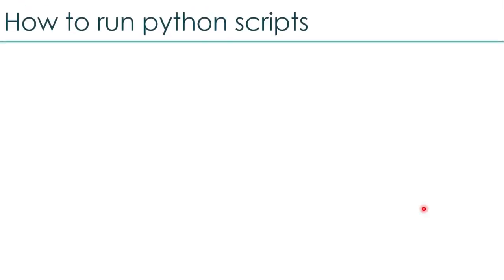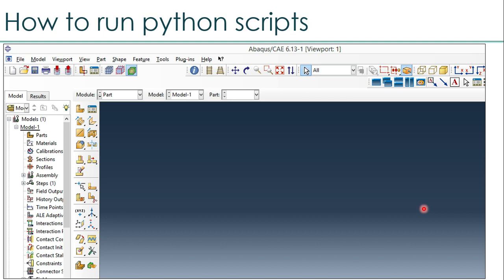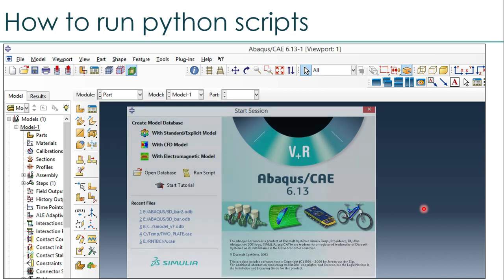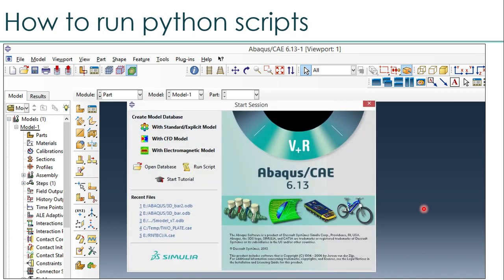Next is how to run a Python script. Let's say you have written some Python script. How are you going to run it? When you open your Abaqus, your screen looks like this, or not particularly like this, but you'll have this start session window. In this window, you can see the run script option. You can directly click this option and select the file, and it will directly run in Abaqus CAE.